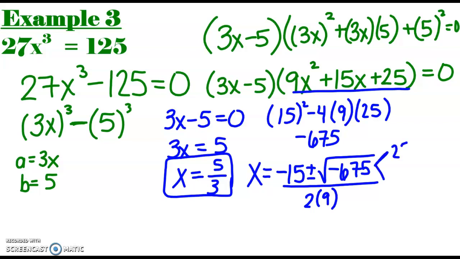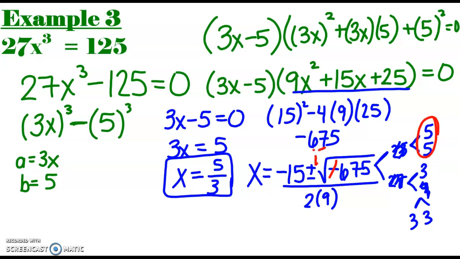675, I know 25 is going to go in there. 25 goes in 27 times. 25 becomes 5 times 5. 27 is 3 times 9. 9 is 3 times 3. Got a lot going on here. So I'm going to switch colors here. You know the square root of negative is i. Couples go out, so I can bring out a 5. Couples go out, I can bring out a 3. And then this single 3 is stuck inside.